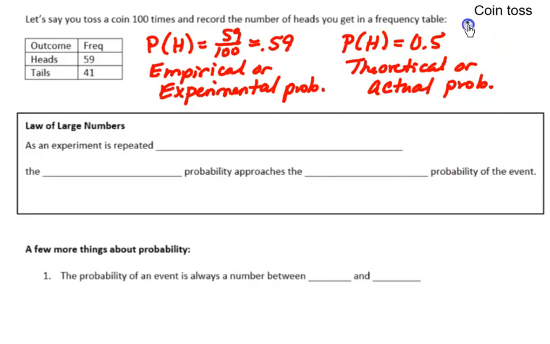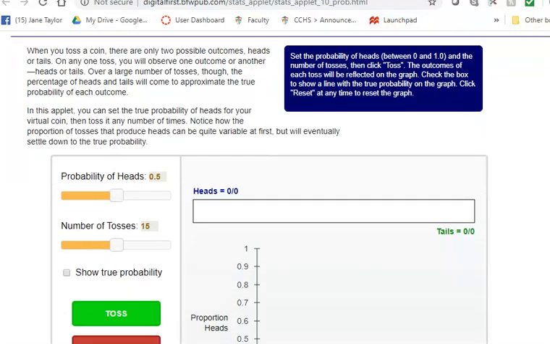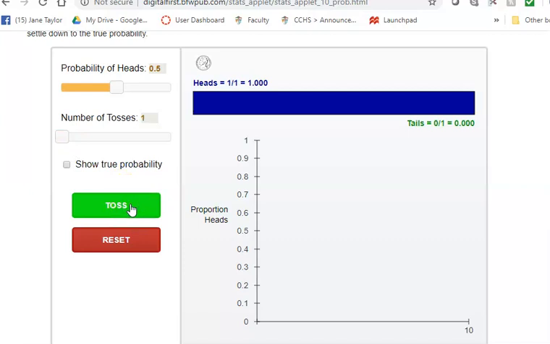So let's take a look at a little coin toss app here. Okay, so let me pull this up so you can see what's going on with this. What we have here is the probability of heads is 50% and number of tosses. I'm going to go down to 1 toss. So if I toss the coin, oh look, 100% heads. The blue represents the percentage of heads, 100%. If I toss it again, oh, now I'm 50-50. If I toss it again, now I've got 2/3 heads, 2 out of 3. Toss it again, I've got 50-50. Toss it again, now I've got 40% heads.